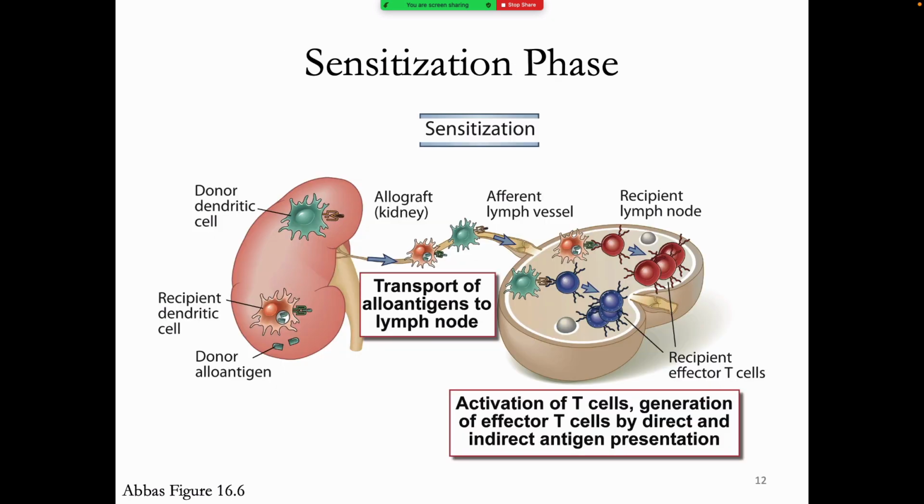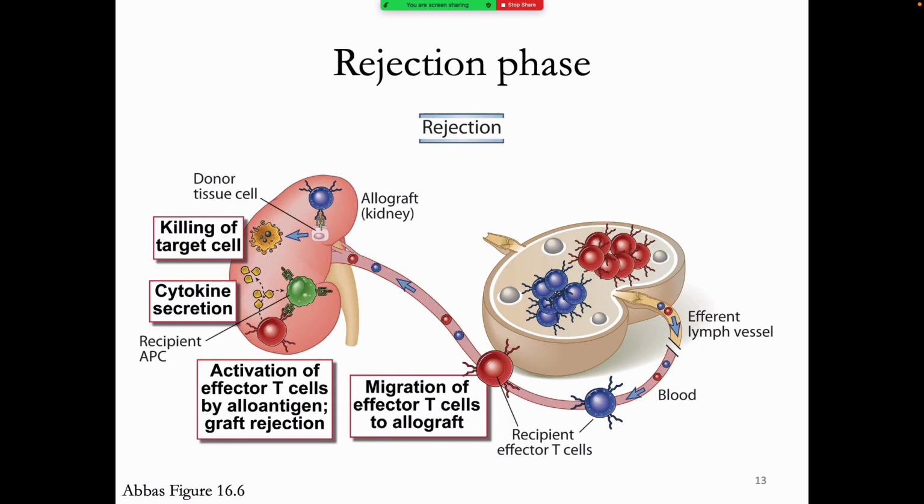So there is going to, at first, be a sensitization phase where whatever the alloantigen is, it's going to make its way to the lymph node to actually activate some T cells. So first we've got to get antigen into the lymph node to turn on T cells. And once those T cells are on, those T cells are going to have to migrate back to the organ and start to kill that organ.